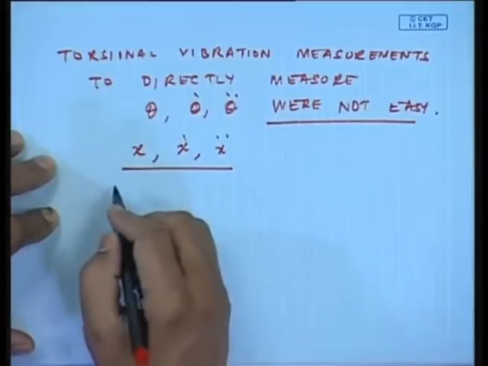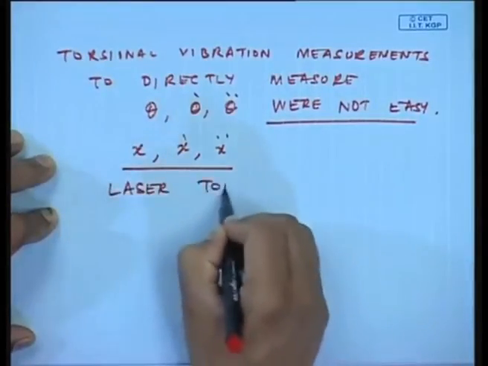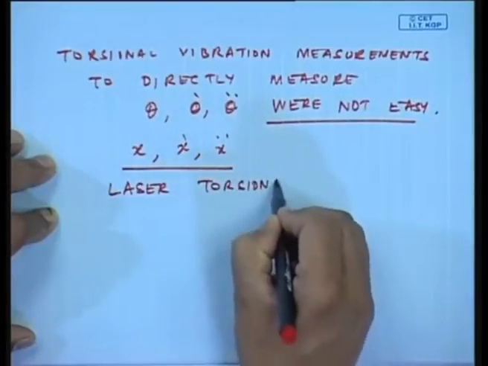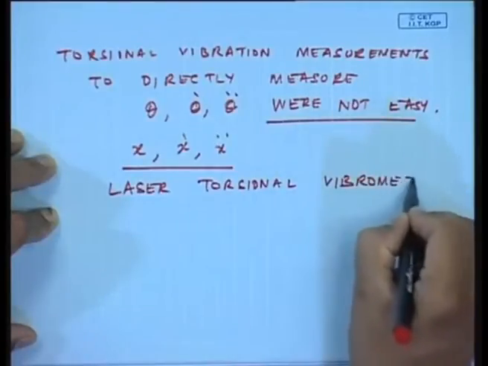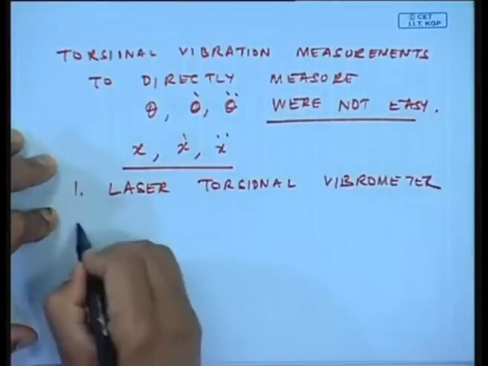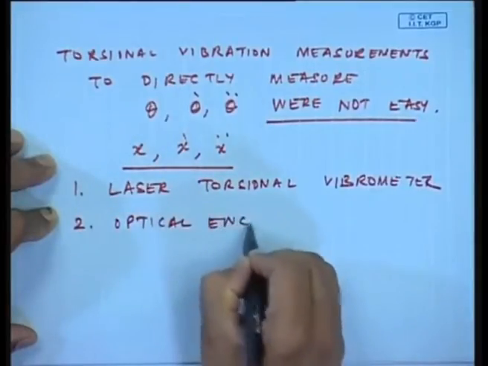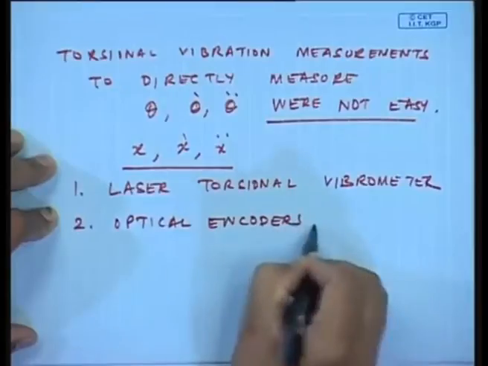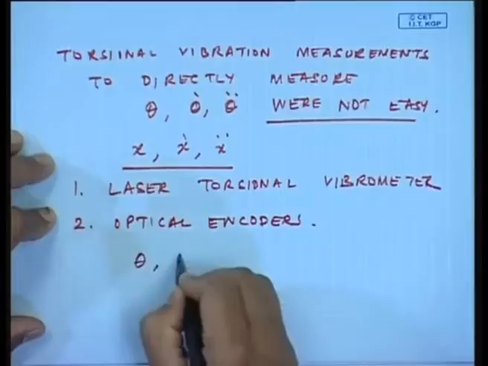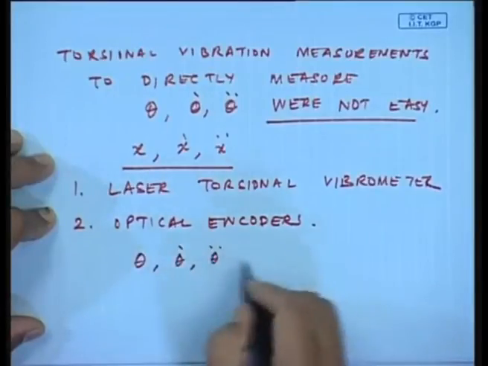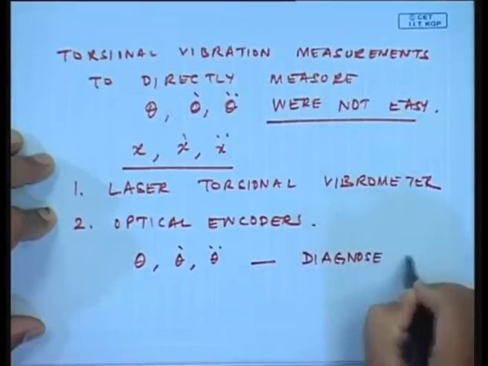However, lately with the use of laser torsional vibrometers, with the use of optical encoders, it has been very easy to measure theta, theta dot, theta double dot, and then diagnose the fault.